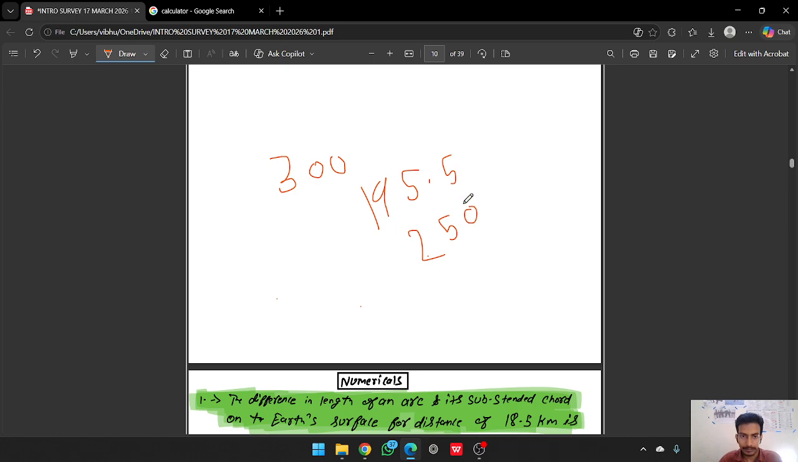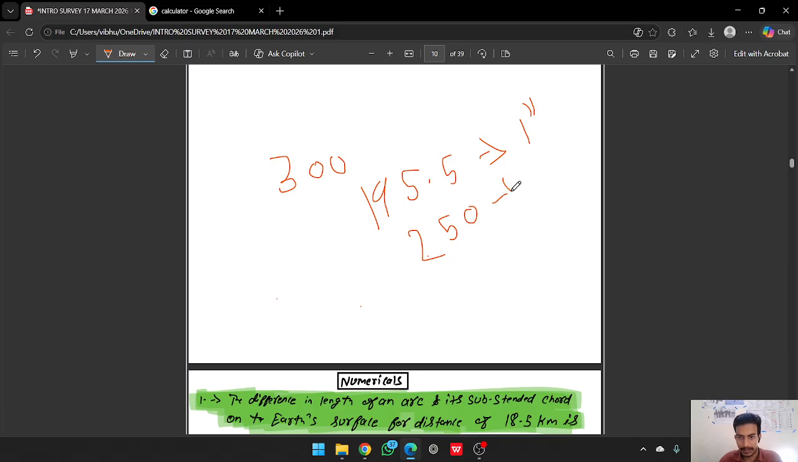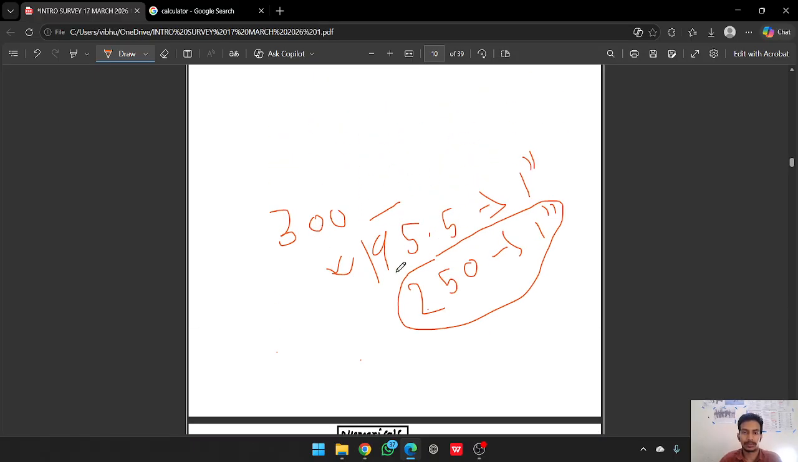195 is equal to 1 second. How many seconds? As similar as here also, if the answer is not coming from this equation, then we have to apply this 250. So 1 second 195.5 multiplied by 300. We have to put 1 upon 250 into that.